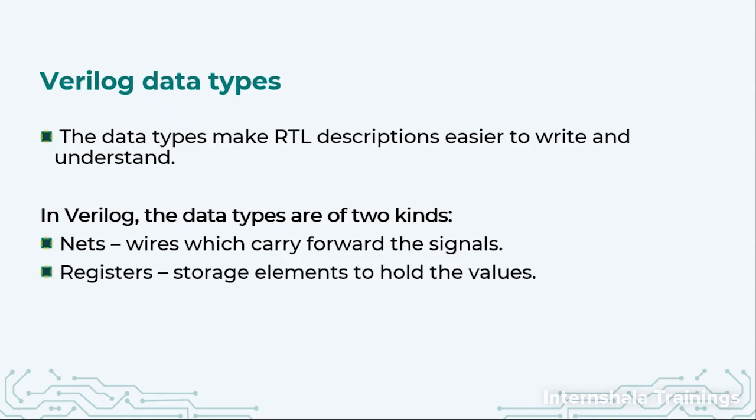And the second one is registers. Registers are our storage elements. We are going to hold those variable values. So if I am doing some computation and my result is 5, I need to store it somewhere. That is where we will use these registers. But when I am computing, I am passing my computation results from one point to another point. That task is done using the nets or the wires. So this is the main difference between these two categories.